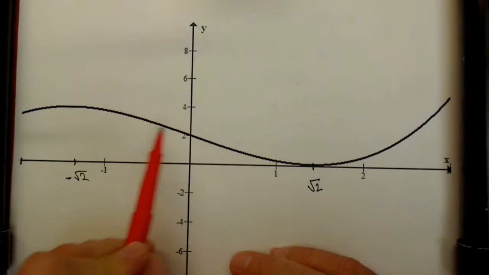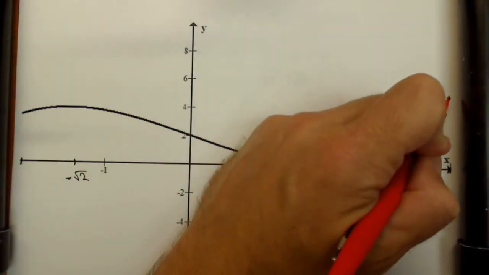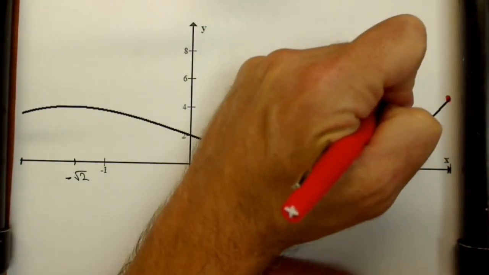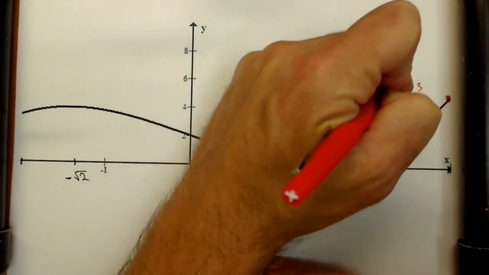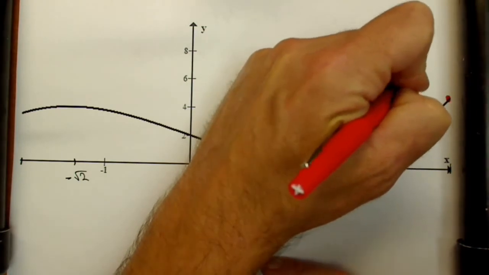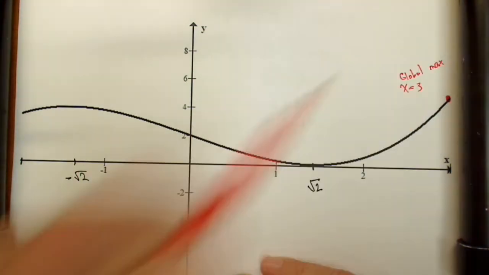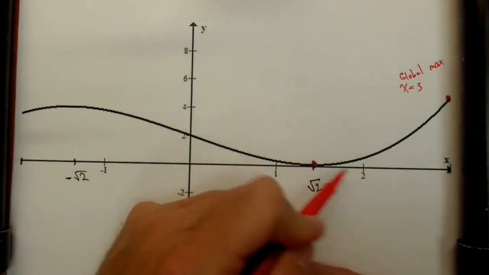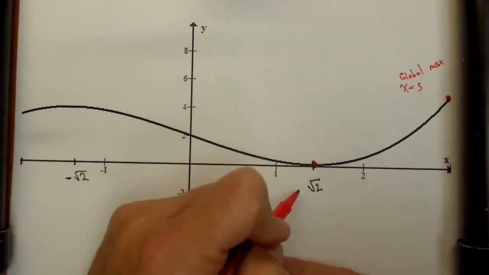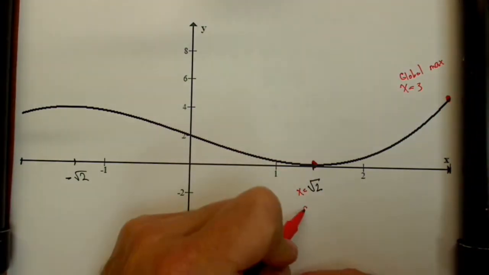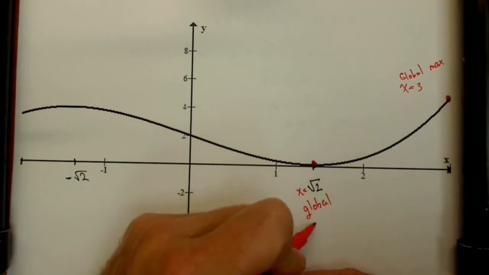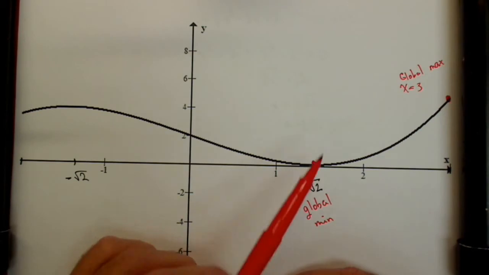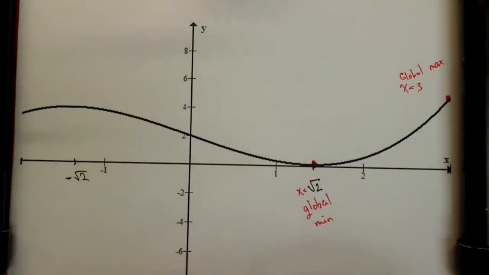So if we look, the highest point, if we go from -2 to 3, is right here, and appears to happen at x equals 3. So there's our global max. Our global min looks like it's right here, and is at x equals root 2. So there's our global min. So we had a global min at a critical point and a global max at an endpoint in this case.